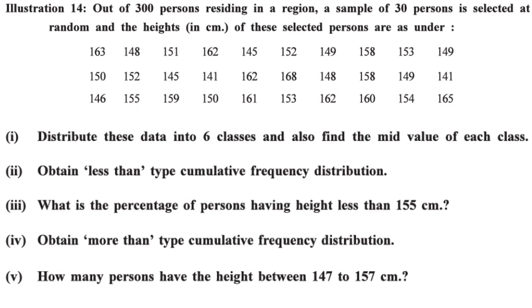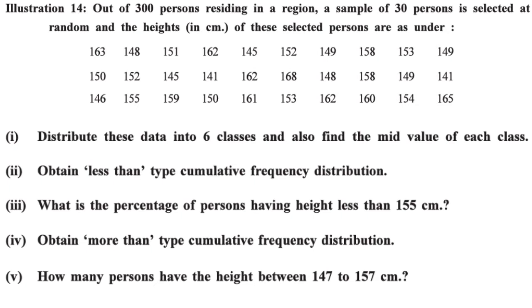Second is the less than type cumulative frequency. Third is the percentage of persons having height less than 155 centimeters, which depends on the second question. Fourth is preparing the more than type, and fifth is the number of persons having height between 147 and 157 centimeters. We will go question by question.